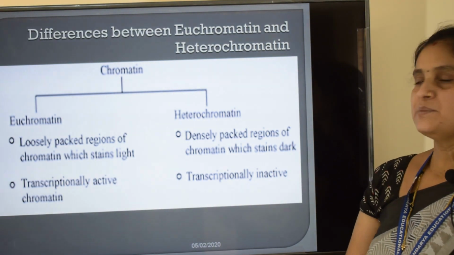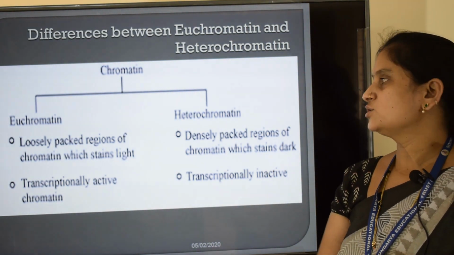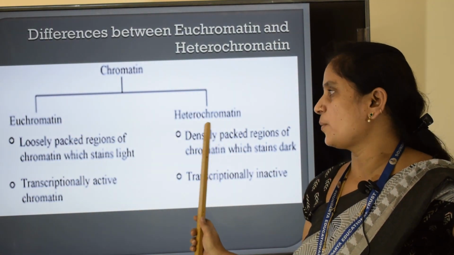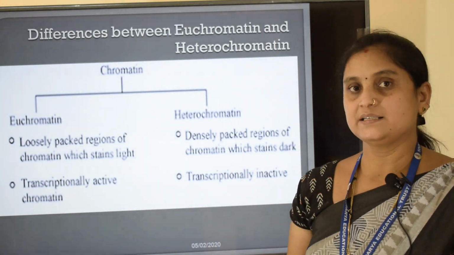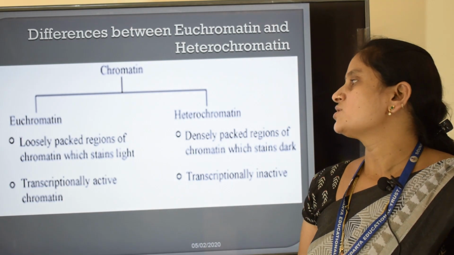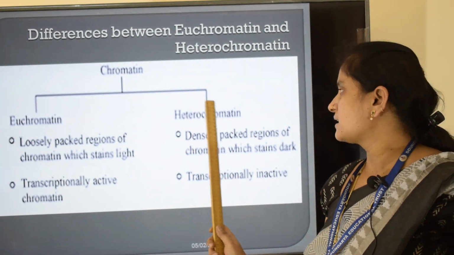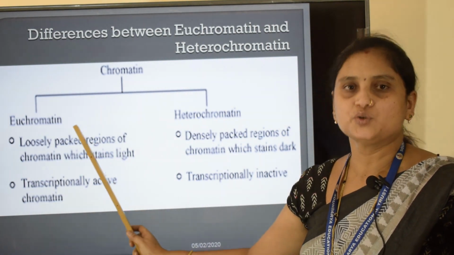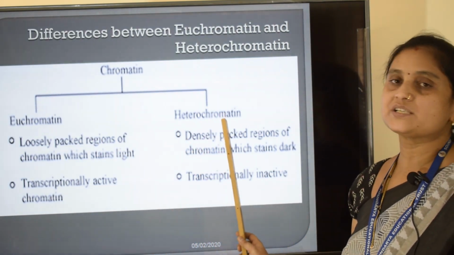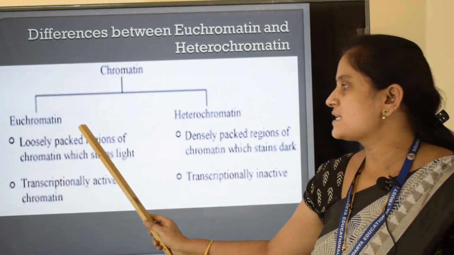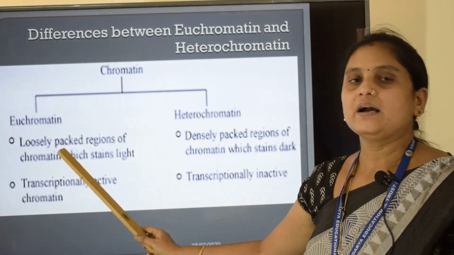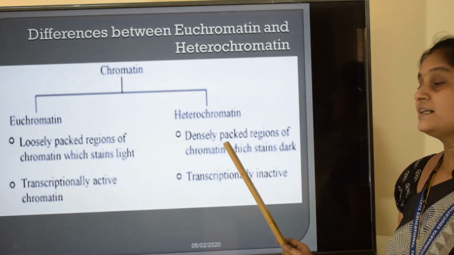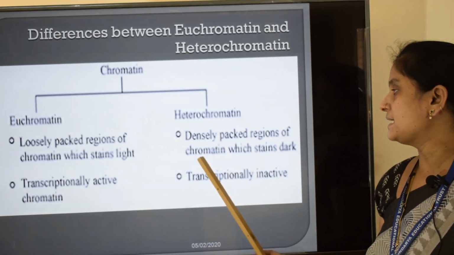In chromatin fibers, you can find 2 types of chromatin. One is euchromatin and another is heterochromatin. What are euchromatin and heterochromatin? When the chromatin fibers are stained with nucleic acid stains, there are regions which take the darker stain and regions which take the lighter stain. The region which takes lighter stain is called euchromatin. The region which takes darker stain is called heterochromatin. It takes lighter stain because the DNA is loosely packed here. Heterochromatin takes the darker stain because the DNA is densely packed.